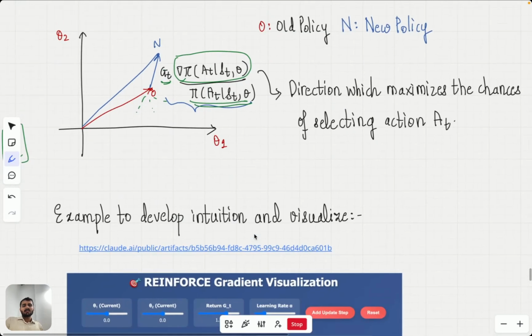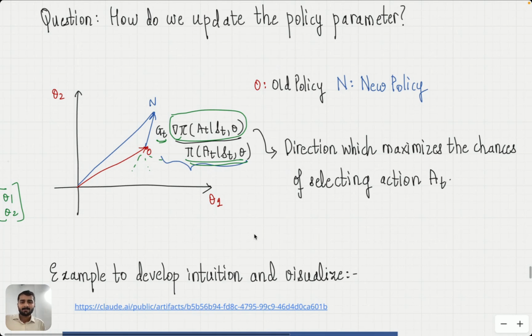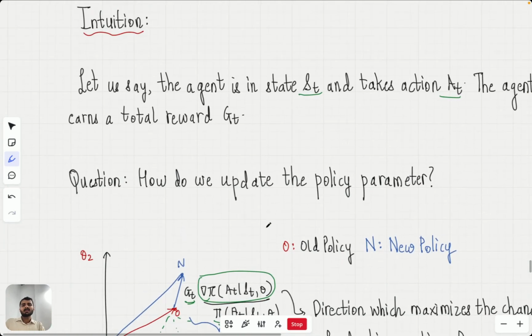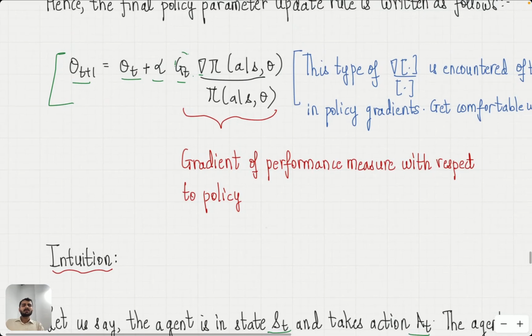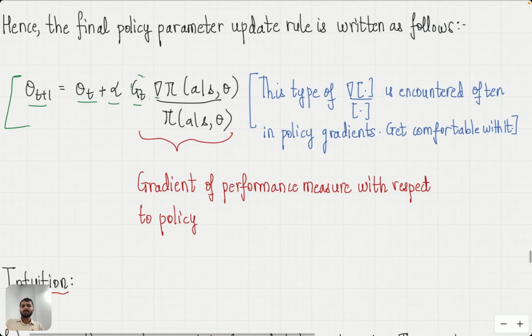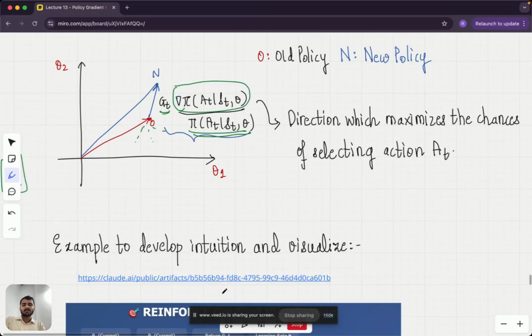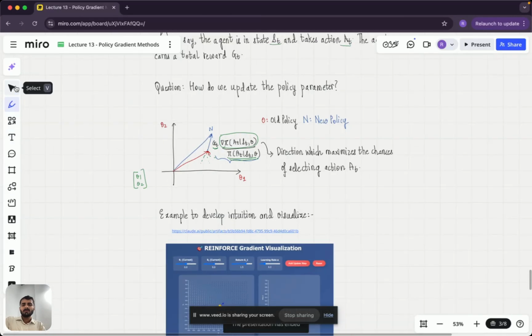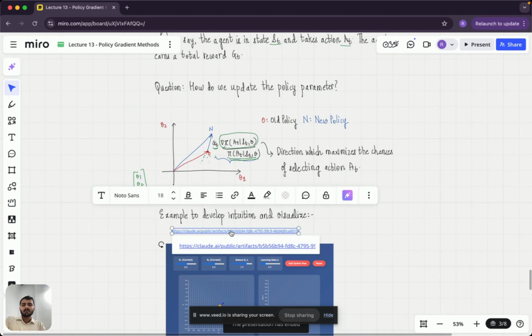So that is why it is divided by this pi, because I want to penalize. I don't want to give importance to how many times my agent has visited a state. I only want to give importance to the reward I'm getting, which is what I multiplied by, and I want to move in the direction which maximizes the chances of selecting action a_t. This is the intuition behind this formula. So even if you are not comfortable with the mathematics, it's all right. Just remember this formula and remember the intuition that is associated with it. There is a very nice activity over here which we are going to look at.